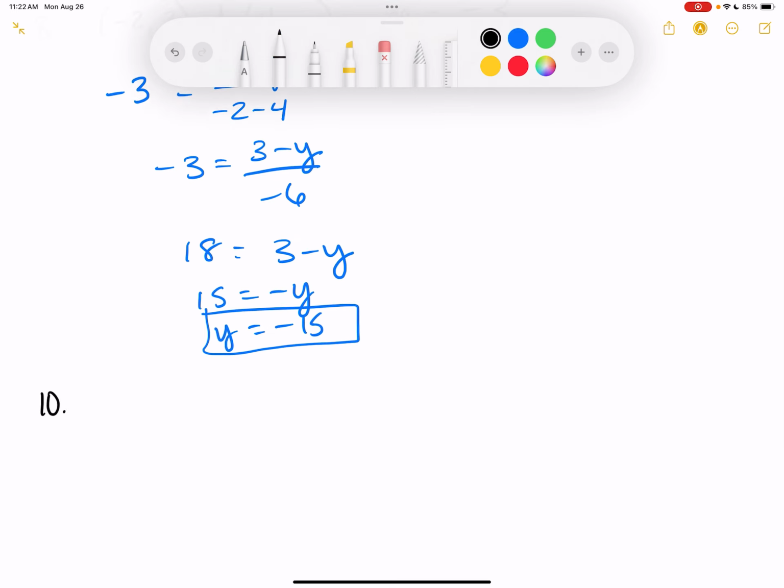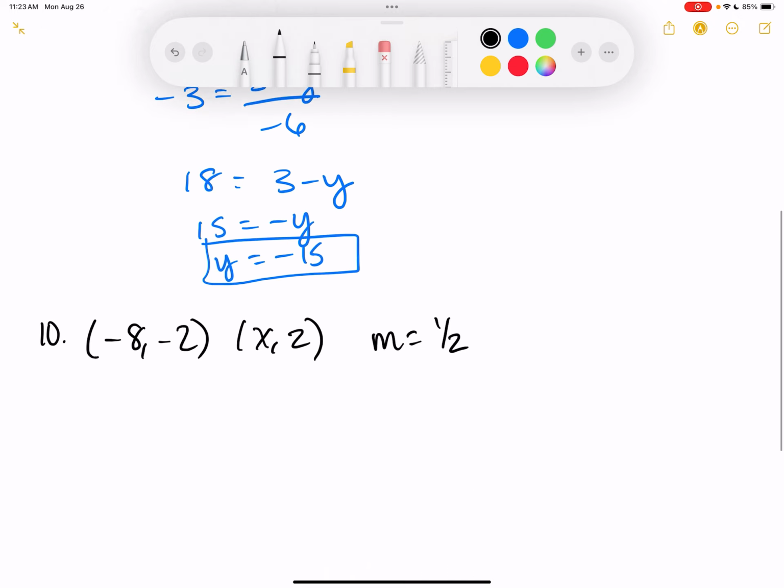Same instructions. (-8, -2) is the first point. The second point is (x, 2), and the slope is 1/2. So the setup looks very similar, except now it's the x coordinate that I'm dealing with. So 1/2 equals 2 minus -2, so plus 2, over x minus -8, so plus 8. How do I solve for x?